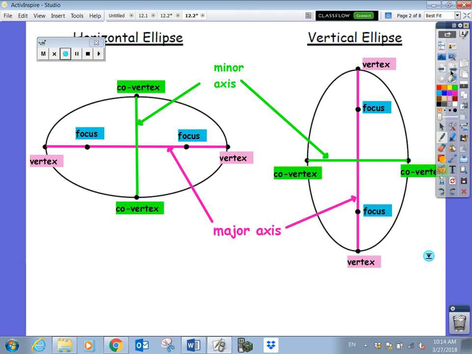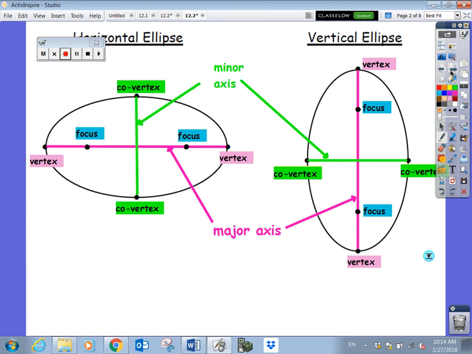And then the center isn't labeled right there, but you have the center in there too. And you don't draw the major and minor axis. Okay, that's not part of your graph. It's just there so that you can see how you get it.